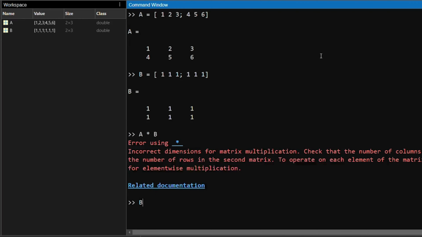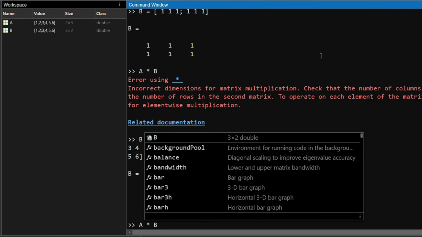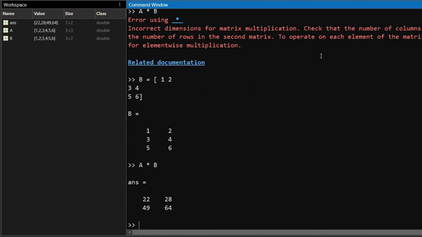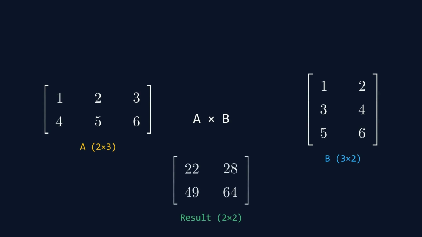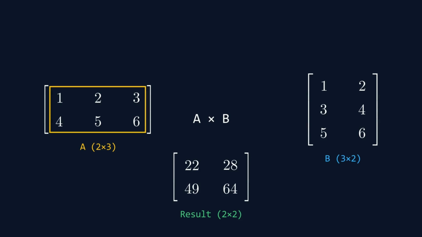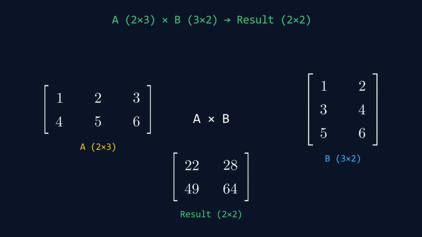Let's fix it. Type B equals [1 2; 3 4; 5 6]. Now B is 3 by 2. Try A times B. There we go. And check out the result. The rows come from A, the columns come from B. A was 2 by 3, B was 3 by 2, so you get a 2 by 2 result.